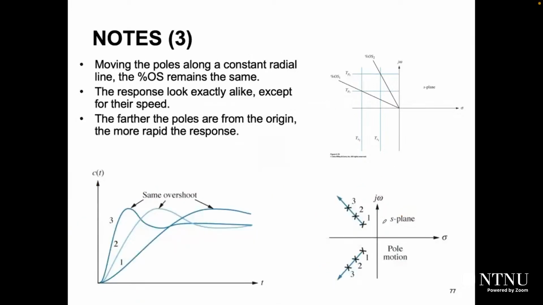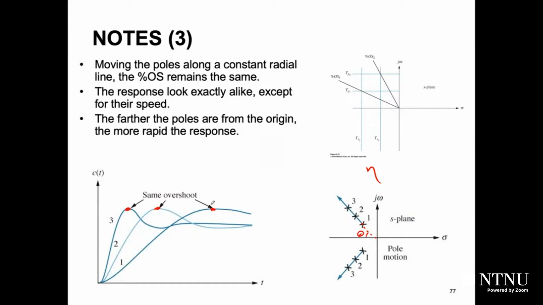Note number 3: moving the poles along the constant radial line. We have this radial line. For this line, in fact, we have the same theta, so zeta will be the same. So what will happen here? We will get the same maximum overshoot.